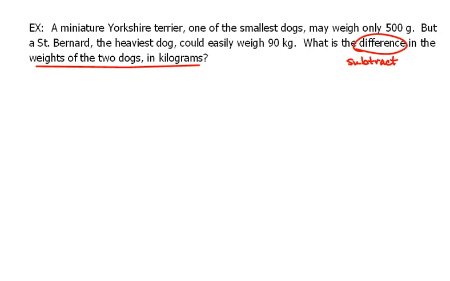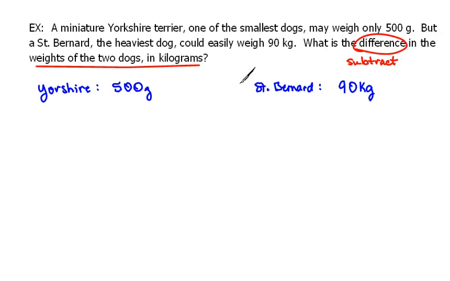So let's look at the weights of the two dogs. Our first dog, our Yorkshire Terrier, weighs 500 grams. And our St. Bernard weighs 90 kilograms. Well, if I'm going to be subtracting these, because that's what it says, find the difference, but it also says in kilograms. Our St. Bernard is already in kilograms, but our Yorkshire is not. It's in grams. So we really need to figure out how many kilograms that is before we can do the subtraction.